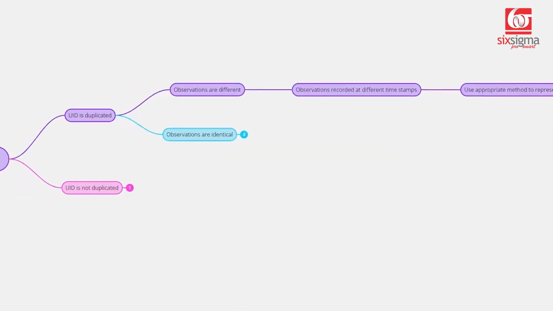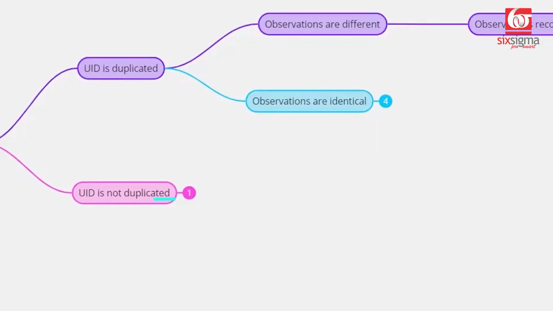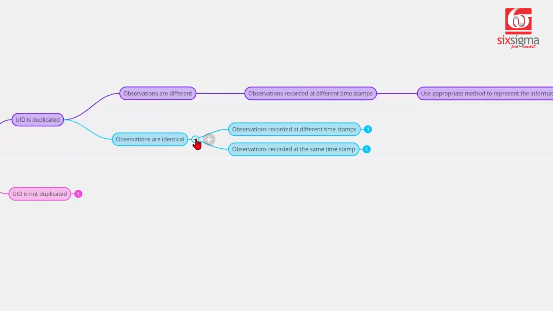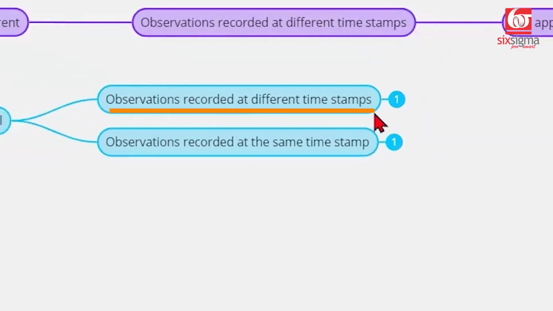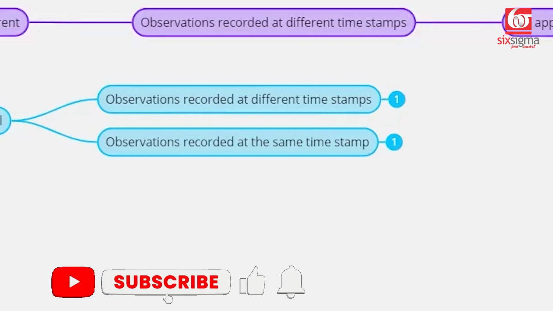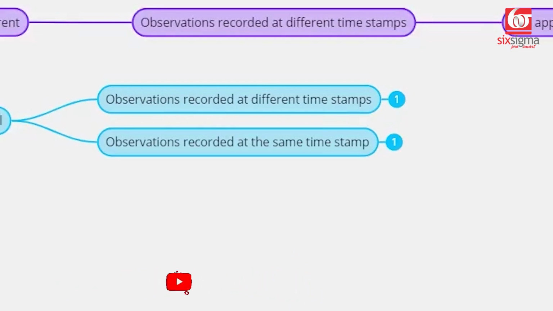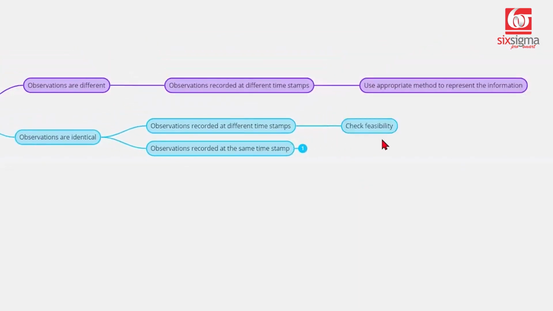Now let's look at the second possibility. The unique identifier, UID, is duplicated and the observations are identical. Let's expand this and see what are the possibilities. Observations recorded at different timestamps. It is possible that even after some medication or some treatment, the observations stayed identical. That's not an impossible case. Maybe the person was healthy and remained healthy. Maybe the person was not so good in terms of health and remained the way he was or she was because of whatever reason. So if the observations were recorded at different timestamps, you may want to take a call.